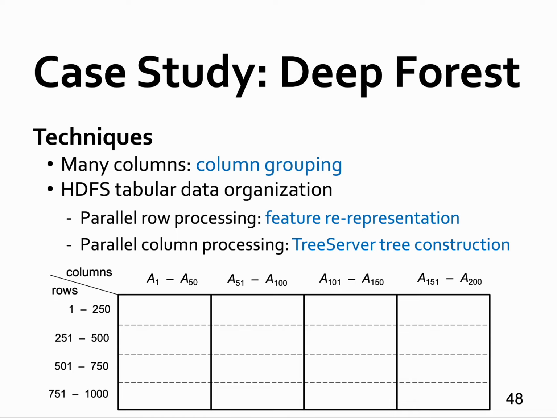On HDFS, we also optimize our data organization into block files as shown in this slide, so that we can load the row partitions and the column partitions easily for processing by different workers in parallel. Note that tree construction at each layer requires parallel column processing, while after trees are constructed, the data rows are passed into these trees in parallel for feature re-representation to prepare for the input to the next layer.